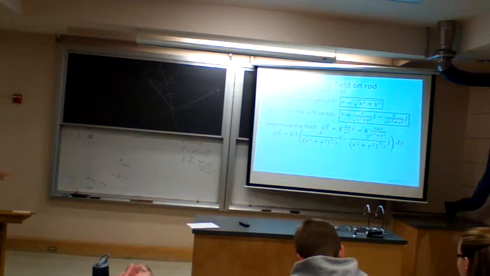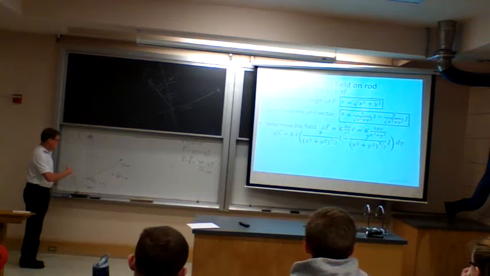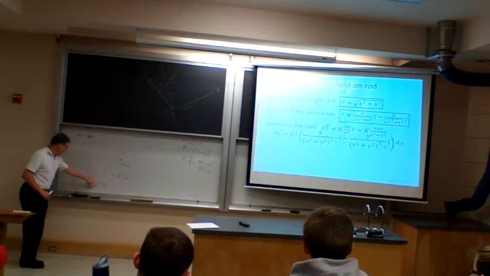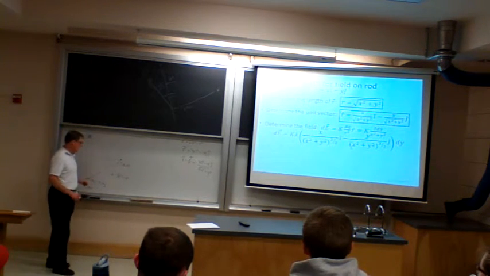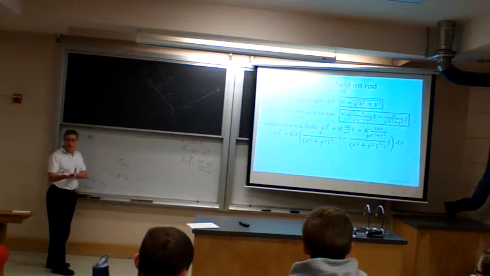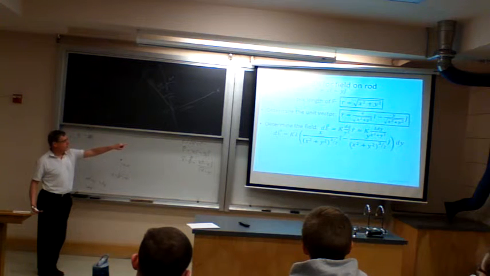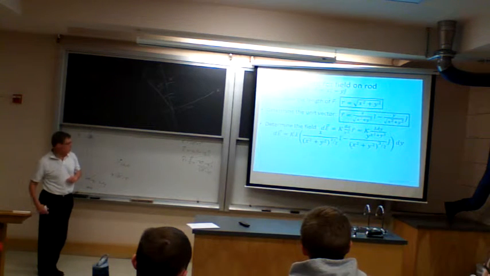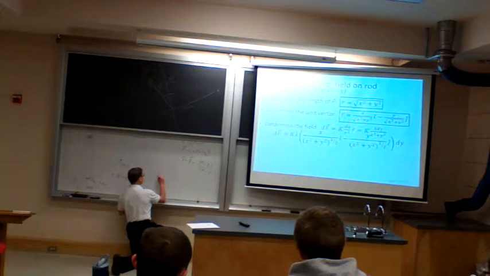The electric field now will be equal to K times Q times R hat divided by R squared. Where did I get this 3 over 2 at the bottom? Go ahead and do the intermediate step.